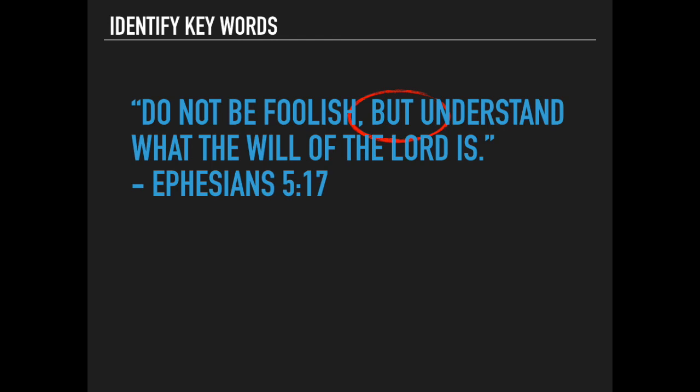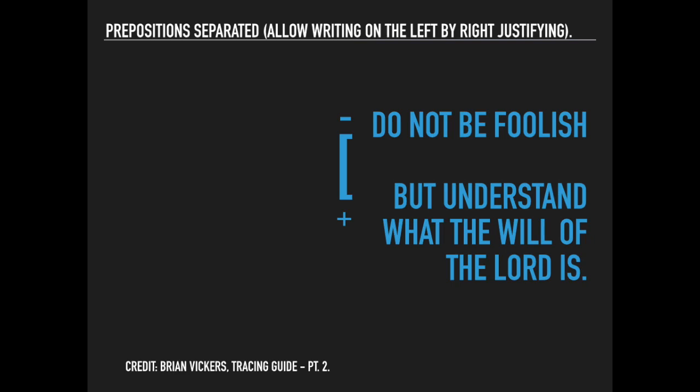So we're going to separate "do not be foolish" and make that another proposition right underneath it by separating the B-U-T, but understand what the will of the Lord is. We're going to separate that into a different proposition. So we have two propositions here in this verse. The first is "do not be foolish," and the second is "but understand what the will of the Lord is."